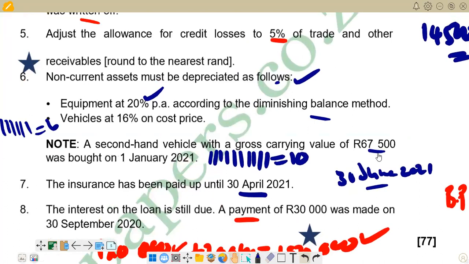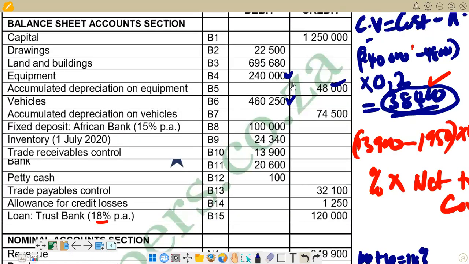This one, which was 67,500. So to find the cost at the beginning, we are going to remove this 67,500. Basically, if you come here, we remove the figure that we are given in the list of balances of vehicles. This one is at the end, 460,250. Then we remove the 67,500. Then we get the cost at the beginning.